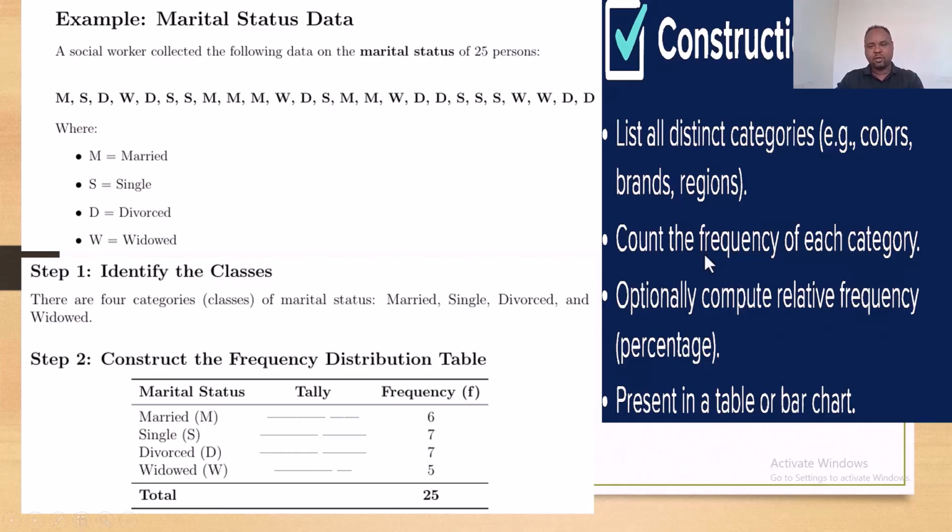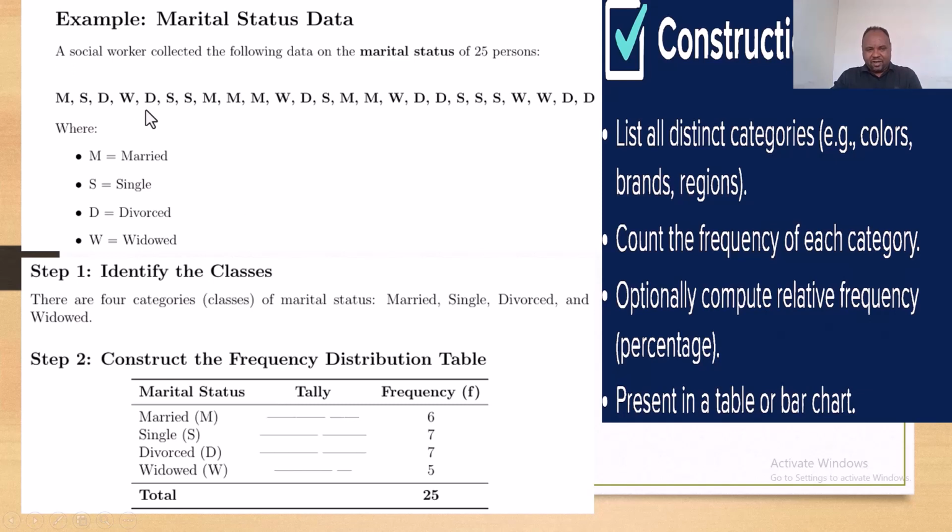Next, counting the frequency of each category. Let us count how many married, or M, are in this raw data. We count how many M's: 1, 2, 3, 4, 5, 6 persons. 6 of them were married. How many single persons are there? 1, 2, 3, 4, 5, 6, 7. 7. Divorced, we have 7 also. Widowed, 5. So this is a simple frequency distribution that presents the marital status of 25 persons collected by the social worker.